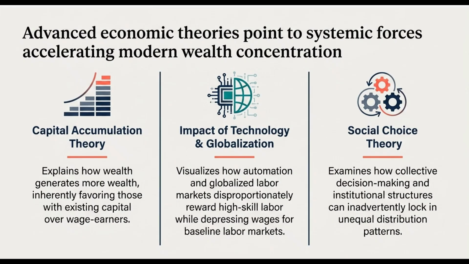Now let's see some advanced economic theories. Modern economics explains inequality through several advanced theories. The first one is the capital accumulation theory. This theory argues that wealth naturally generates more wealth through investment and ownership of assets. As a result, people who already possess capital become richer faster than wage earners.